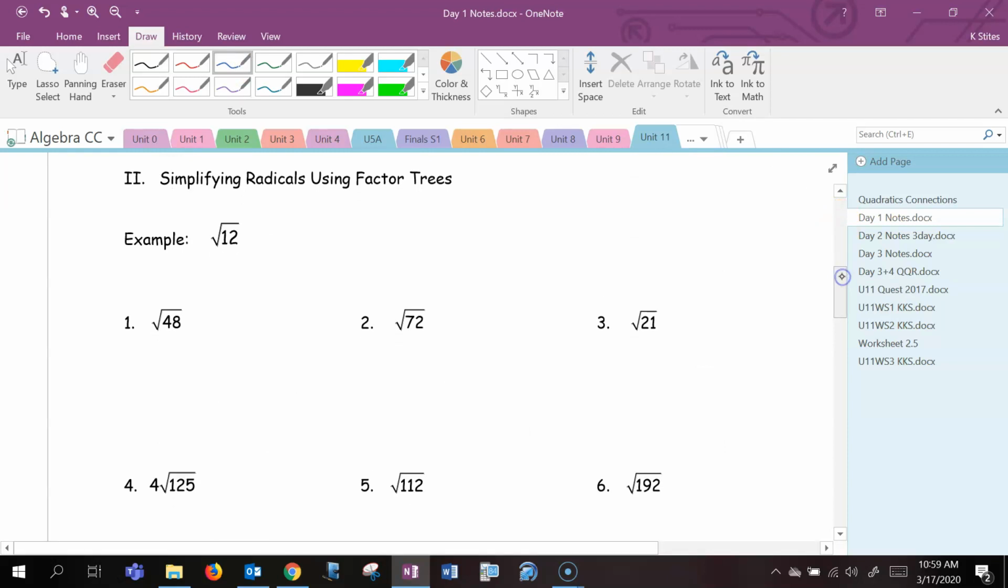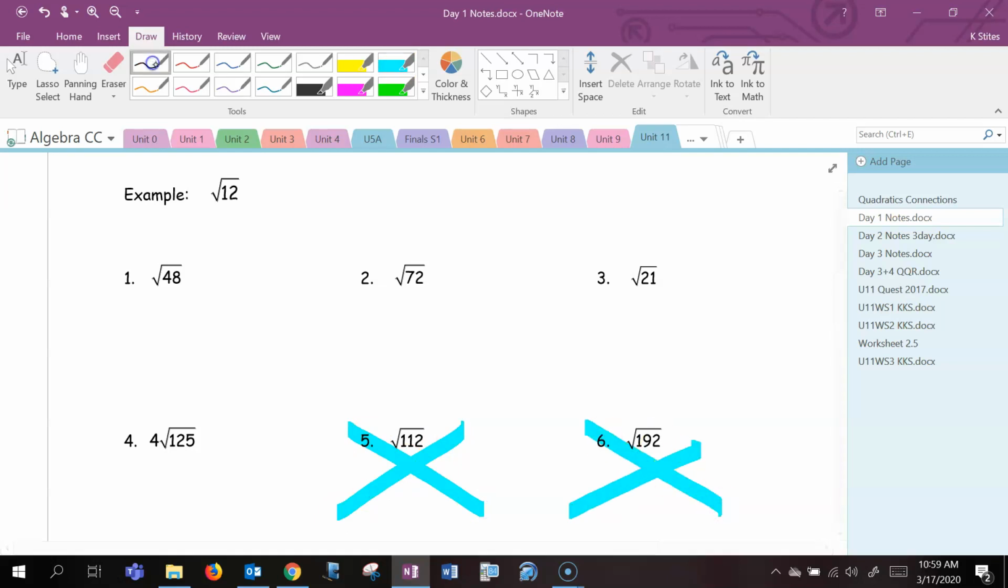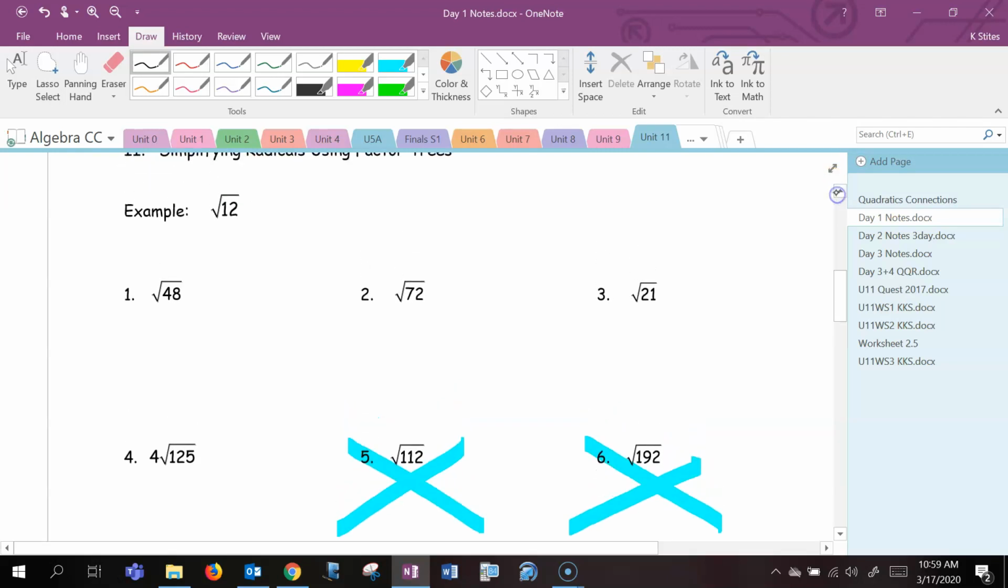Let's come down to remembering how to simplify radicals using factor trees. All right, we aren't going to do all of these. Let's do 1 through 4. And of course our initial example here. So remember, what we're going to do with factor trees is we'll break down our number with whichever numbers you would want. So I'm going to use 4 and 3. And then we'll keep breaking down our numbers. 4 becomes 2 and 2.